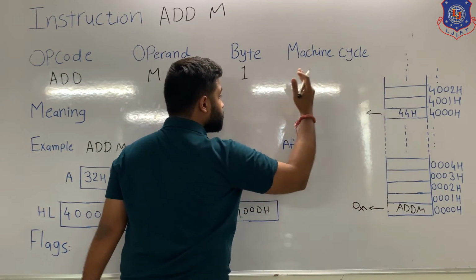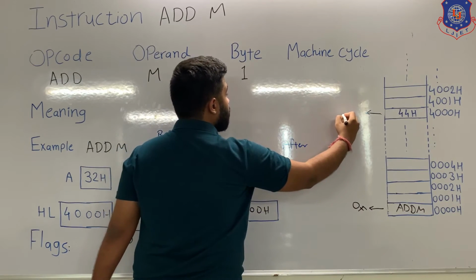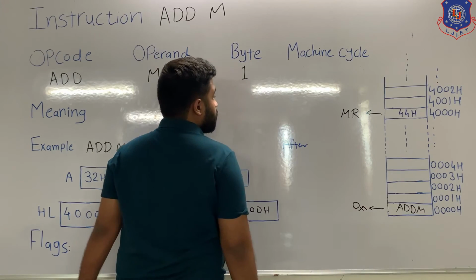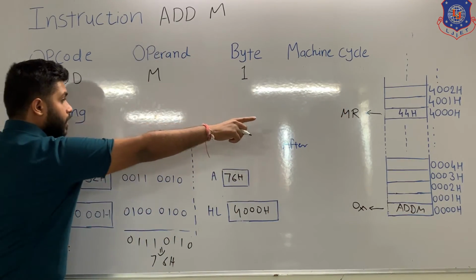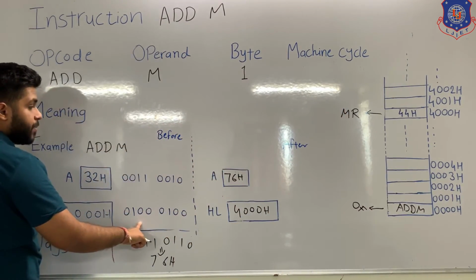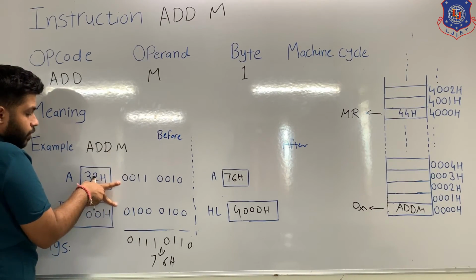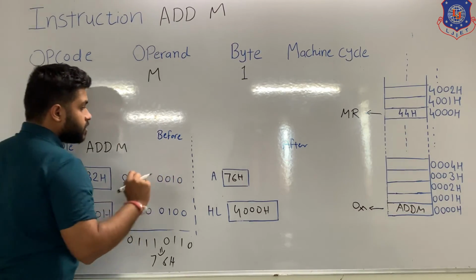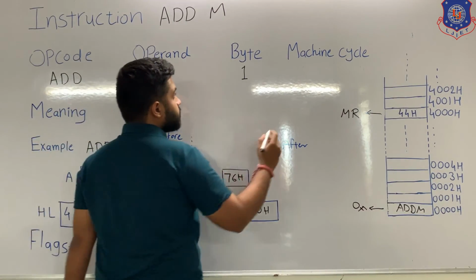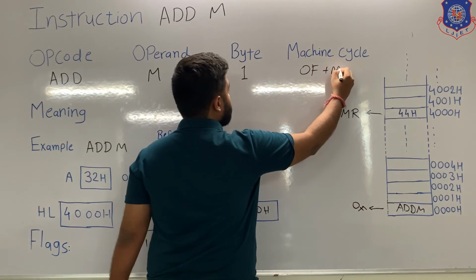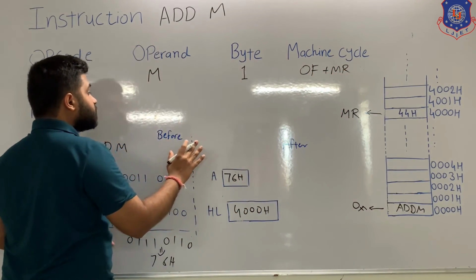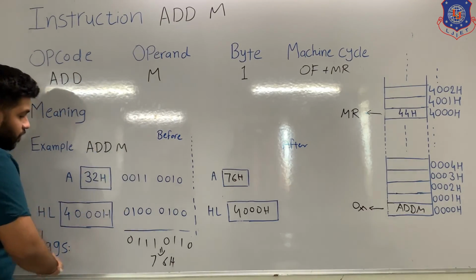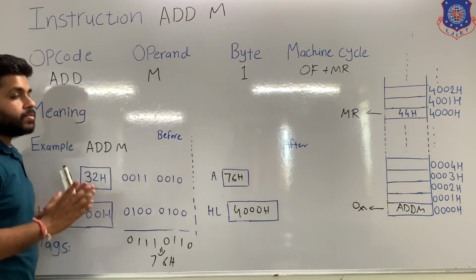So to transfer this data to the microprocessor, it has to perform the machine cycle, that is memory read. So when memory read is performed, this 44H will be transferred from the memory to microprocessor. The processor will do addition, answer will be stored in the accumulator. It means for this instruction, two machine cycles are required, that is opcode fetch plus memory read. And as this instruction is arithmetic instruction, all flags will be affected according to result.